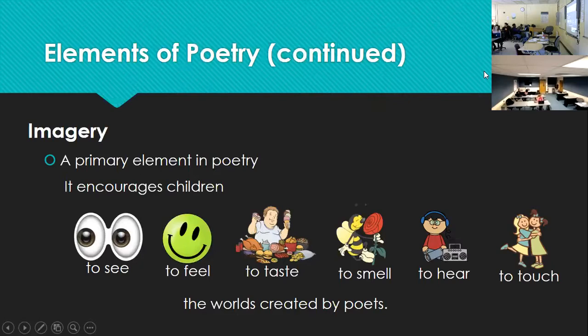Imagery is another primary element that is used in poetry. It always encourages children to become a part of what the poet creates in the world. So you can see the things that they do, to be able to see and feel, taste, smell, all your senses.